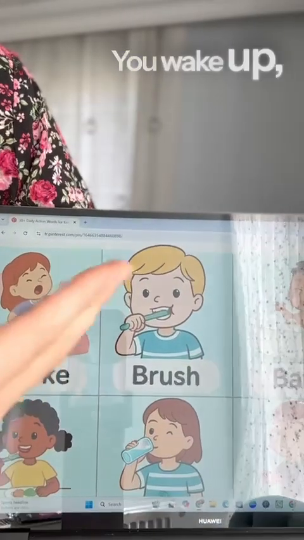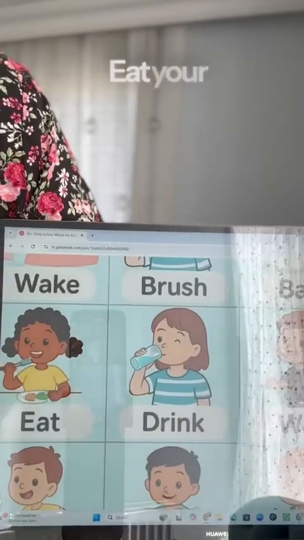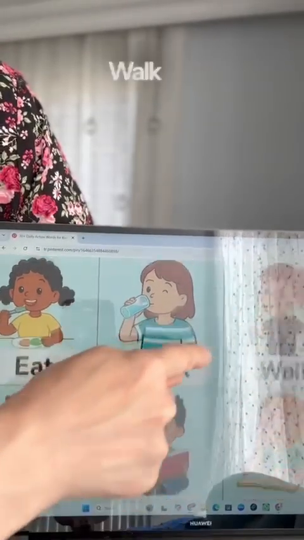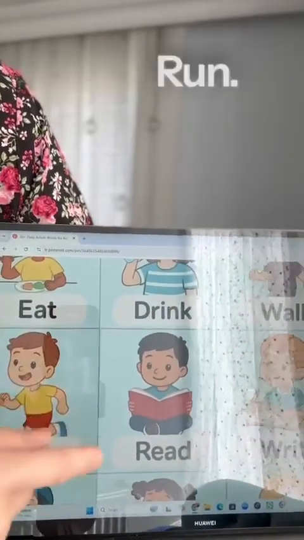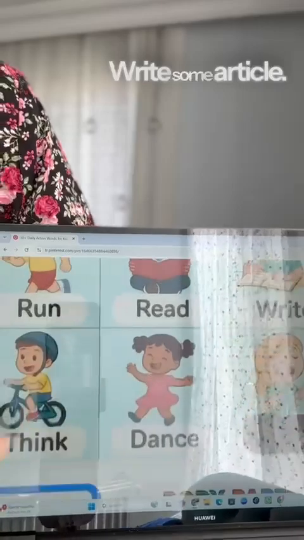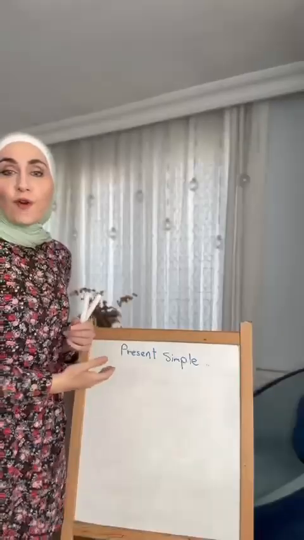Today's lesson is the simple present tense. What do you do every day? You wake up, you brush your teeth or have a bath, eat your breakfast, you drink your milk or water, walk to your school, run, read a book, write some articles, and also dance.